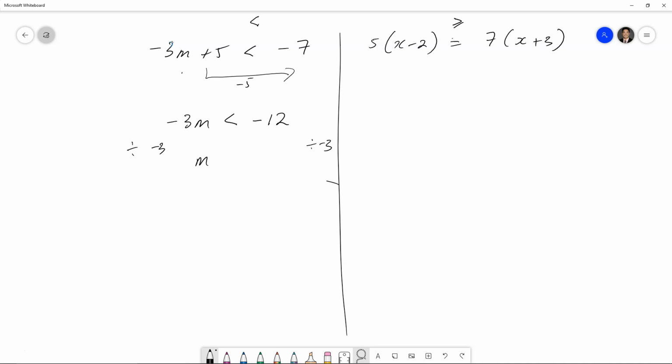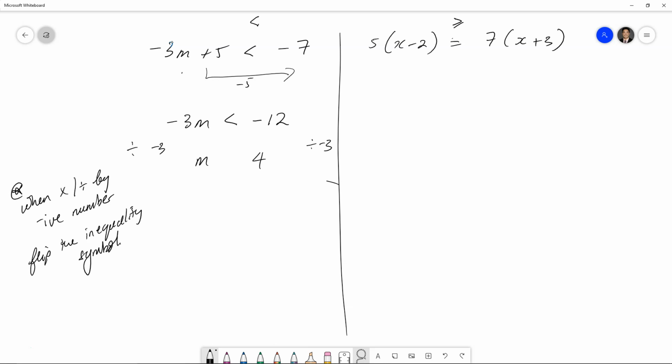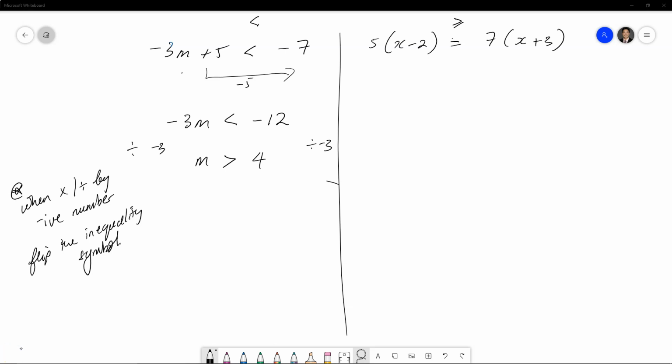m becomes positive 4, but the rule is when you multiply or divide by a negative number, you need to flip the inequality symbol. Okay, so that's a really important thing that I'd like you to put in. So m is going to be greater than 4. And you'll be wondering, why is that the case? You might be a little bit confused.